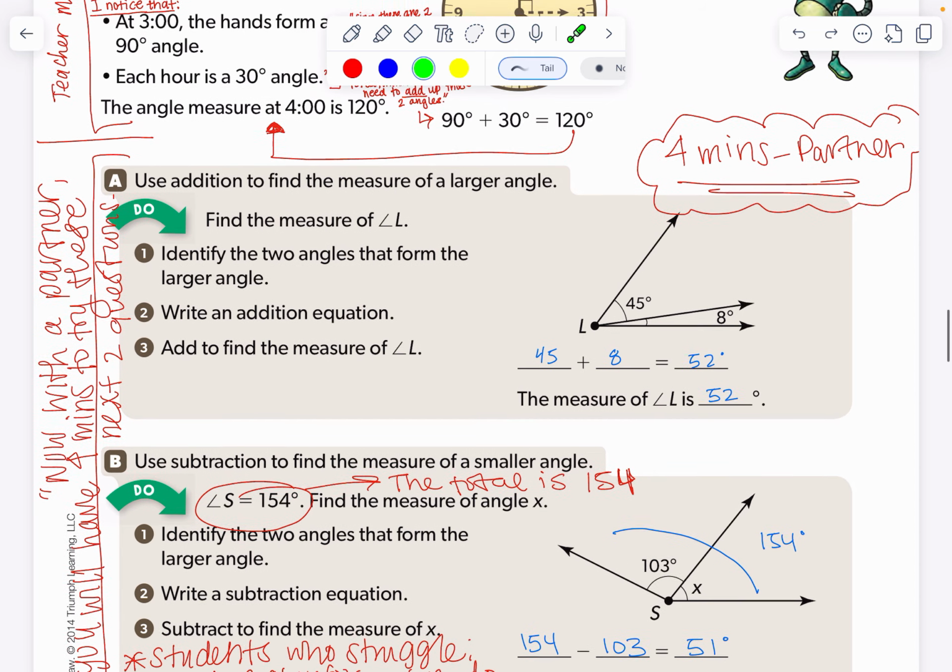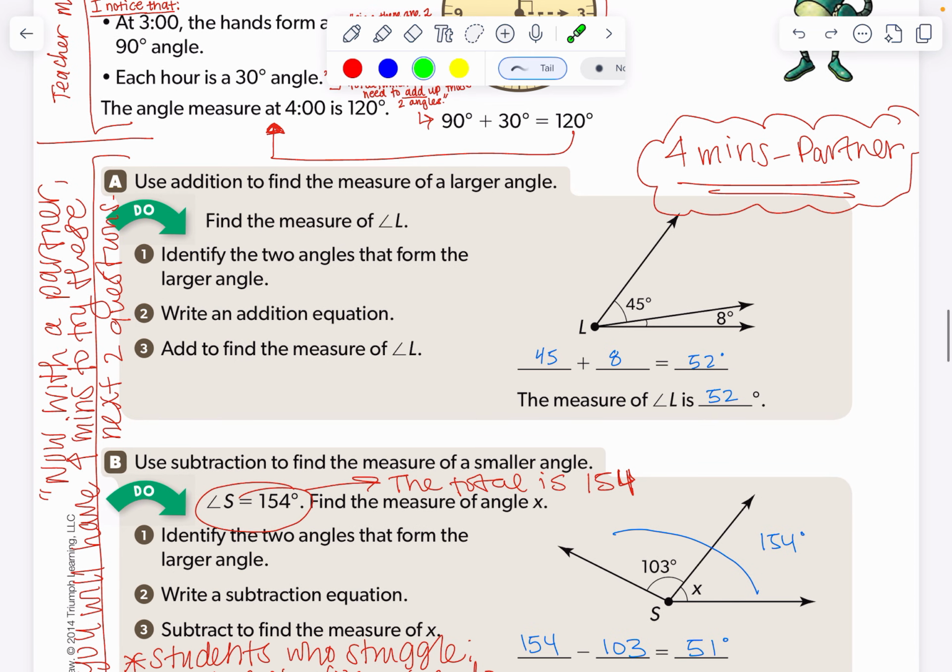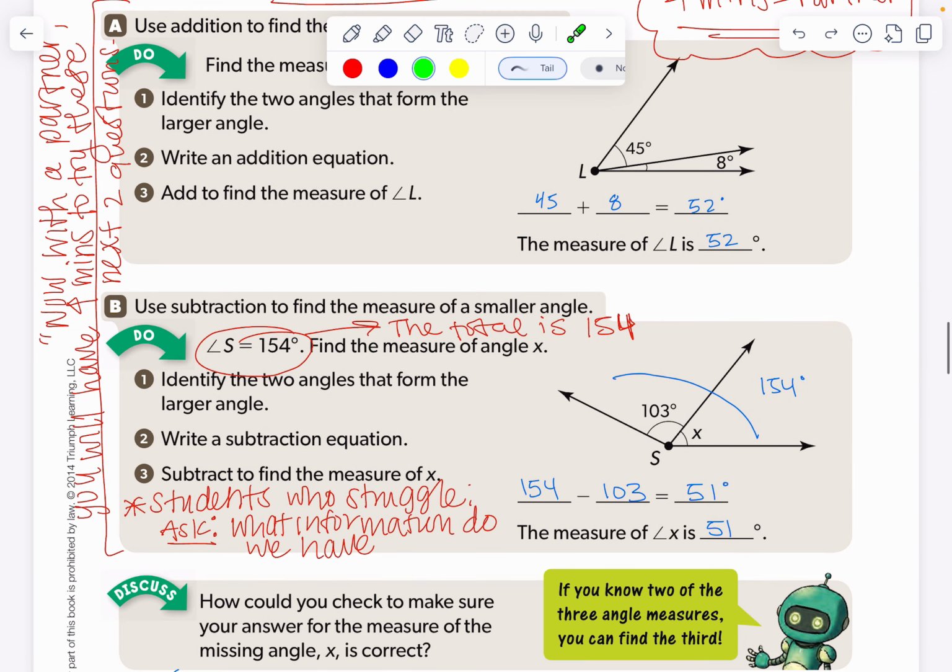Then you can launch students into working with their partners. I'm so sorry. Actually, we are also going to do a model of question B because this is an example of a subtraction question before we launch students into their independent practice. So it tells us that angle S is 154. This entire angle right here is angle S, which is equivalent to 154.